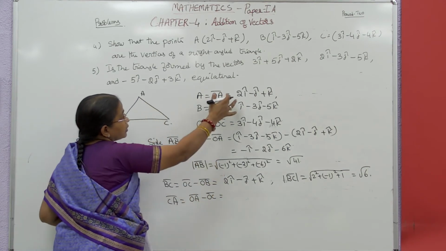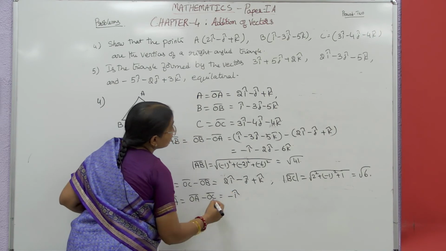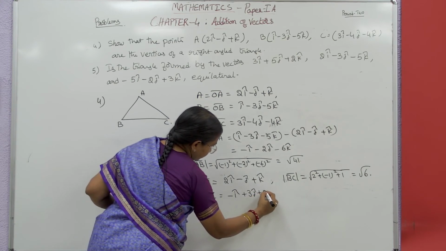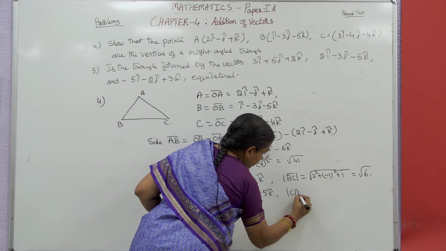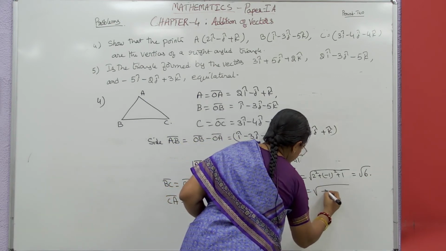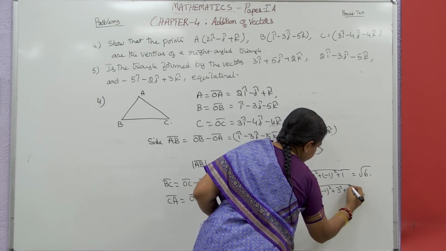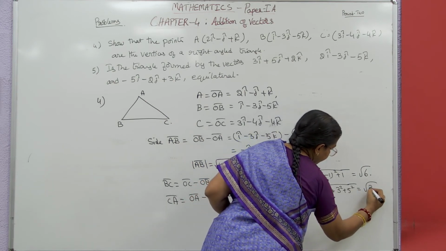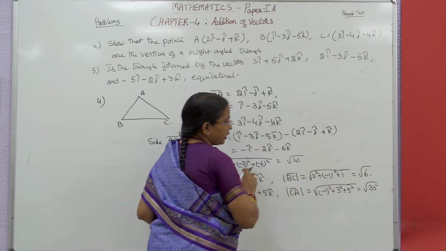So OA minus OC. This minus this. So that is minus i plus 3j plus 5k. Now we'll find the length. Mod CA is equal to root of minus 1 whole square plus 3 square plus 5 square, so that is 35, root 35.